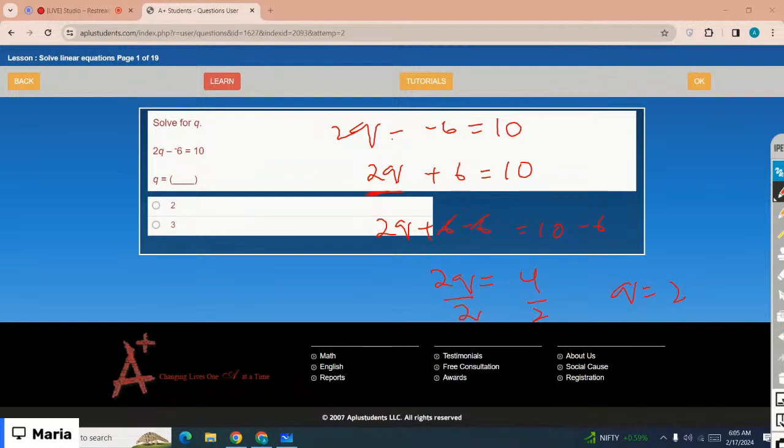So the correct option is q equals 2. Option number 1 is the correct option. Got it?